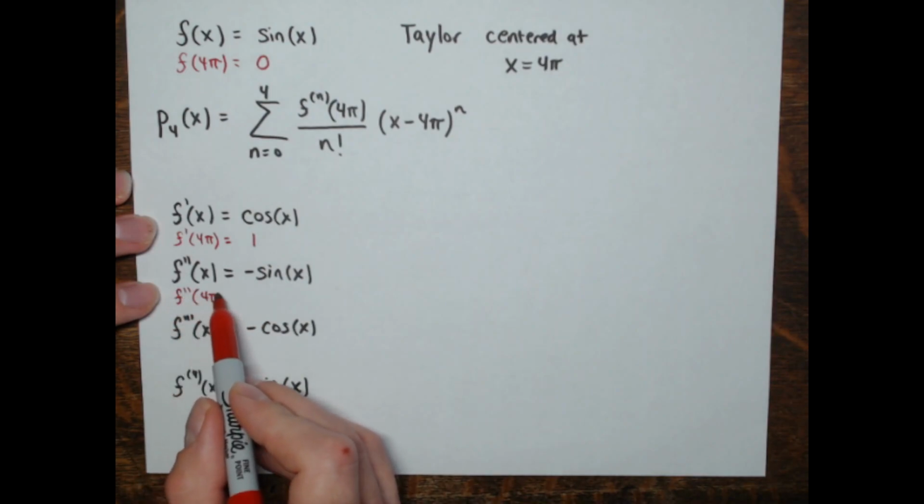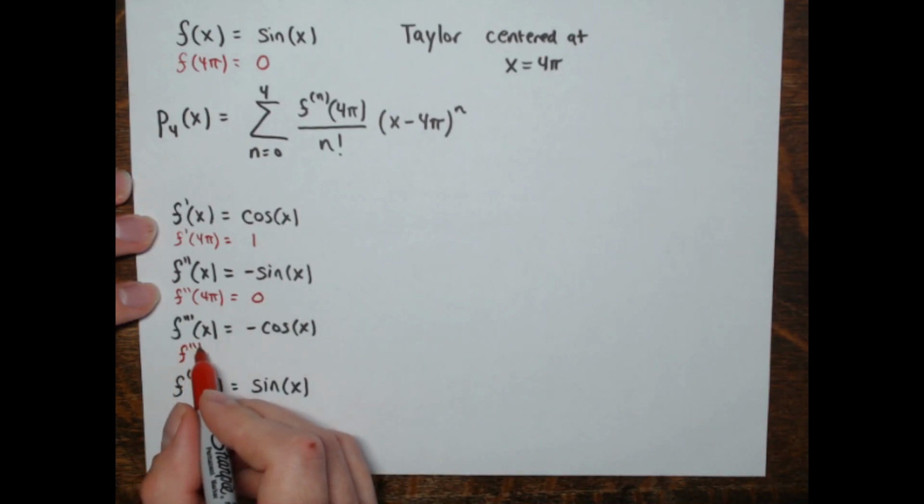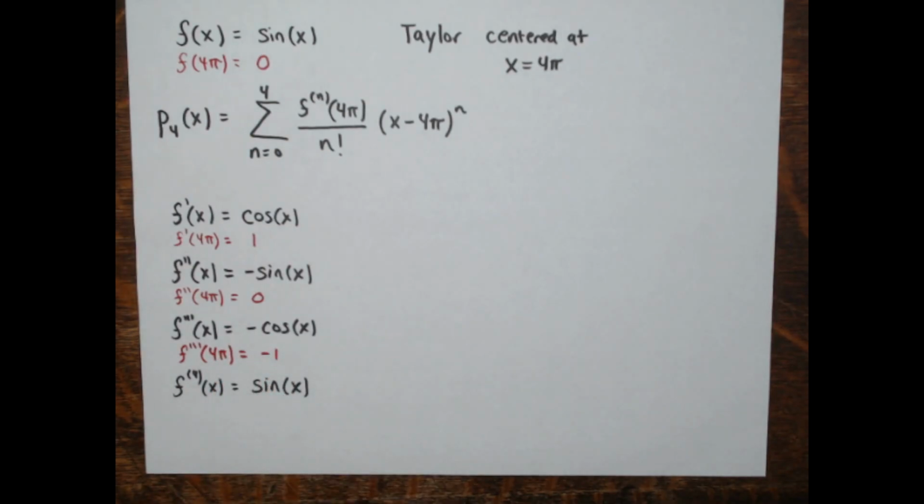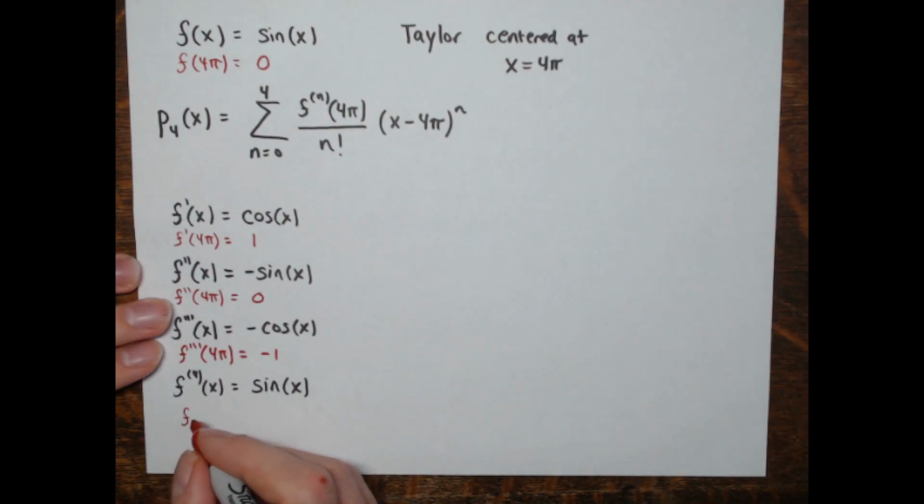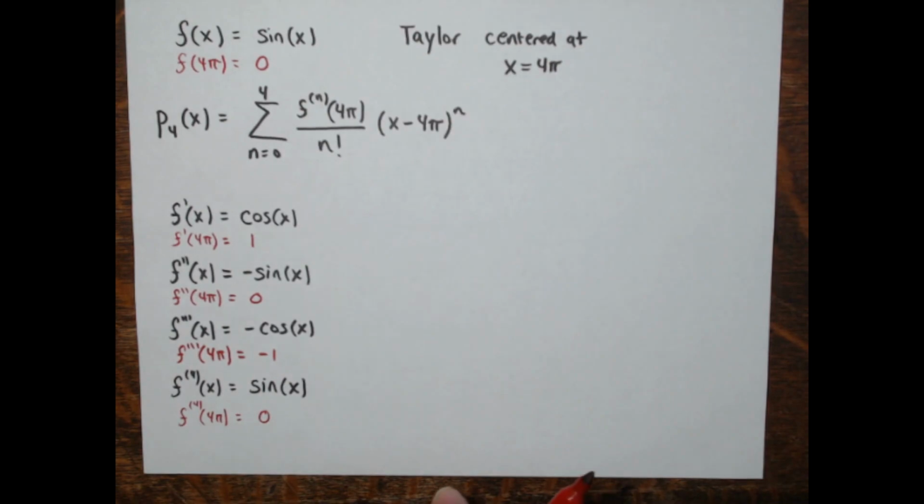Second derivative at 4 pi is 0 again, sine of 4 pi. Third derivative at 4 pi is negative 1, right? Cosine of 4 pi is 1. And then the fourth derivative at 4 pi would be 0. So you see that the fourth degree polynomial is exactly the same as the third degree polynomial, right? Because the coefficient on the fourth power term is going to be 0.